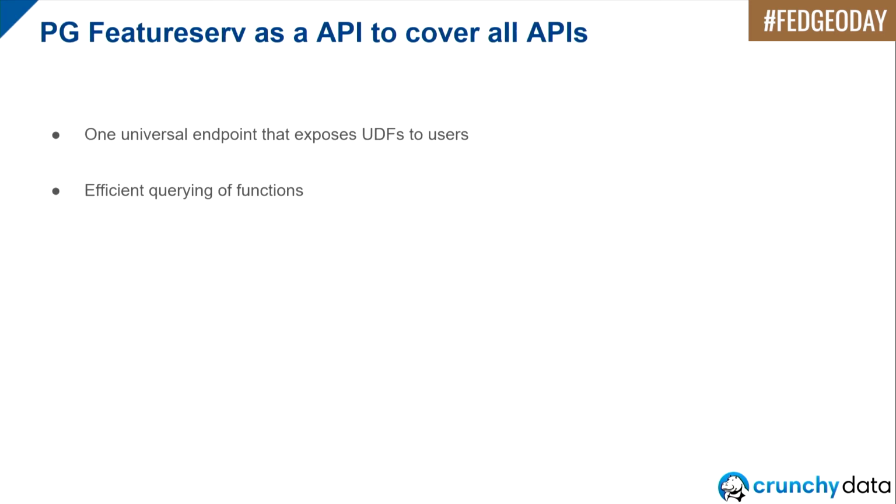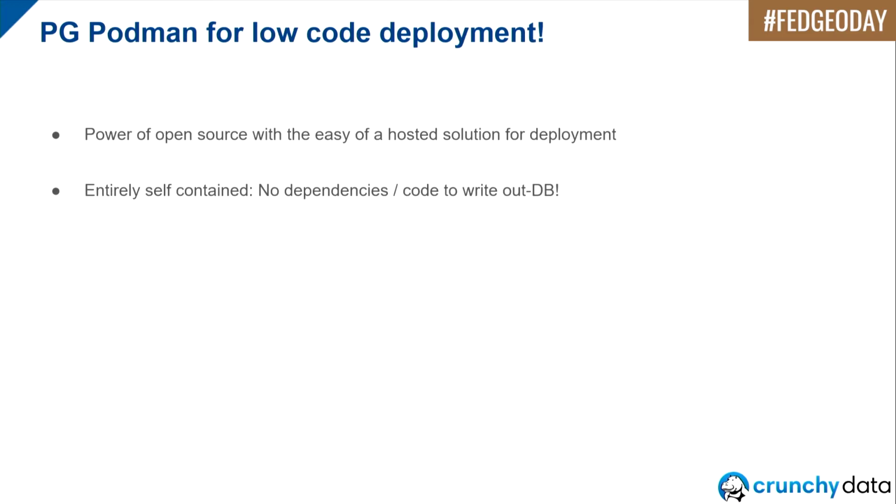One of the really cool tools we have now at Crunchy Data is called PGPodman, where you can run small container apps and microservices within your database without ever actually having to write any code lying on top of your database. So here's a demo.